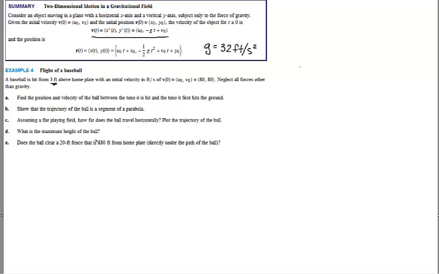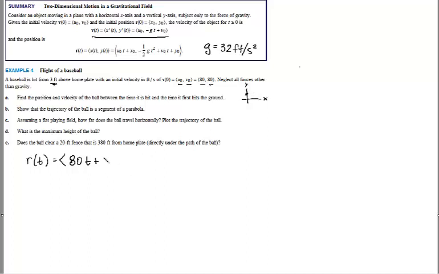So let's find the position and the velocity between the time it's hit and the time it first hits the ground. I would like to note that r of t is going to be equal to, now I will note that u naught and v naught are both 80. So u naught is 80 t plus x naught. We're going to say where it's hit is at a position where x is 0 and y is 3 feet.